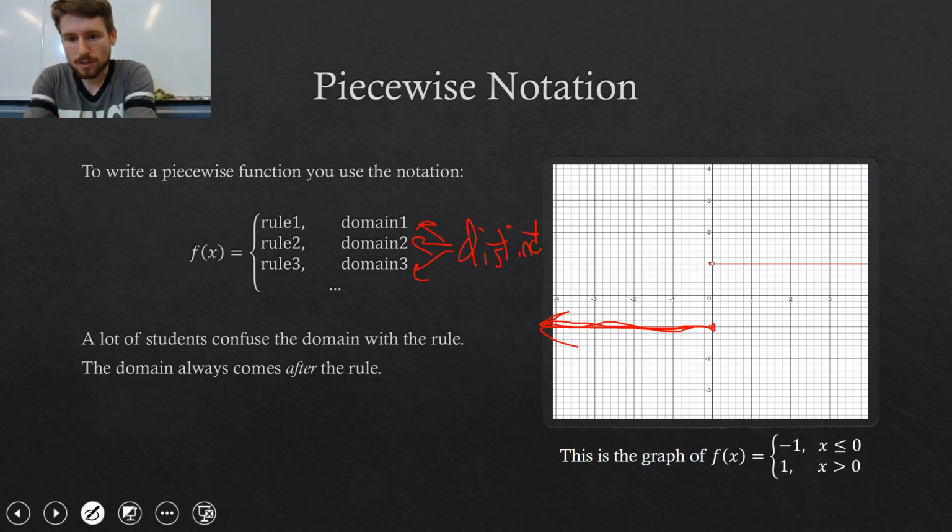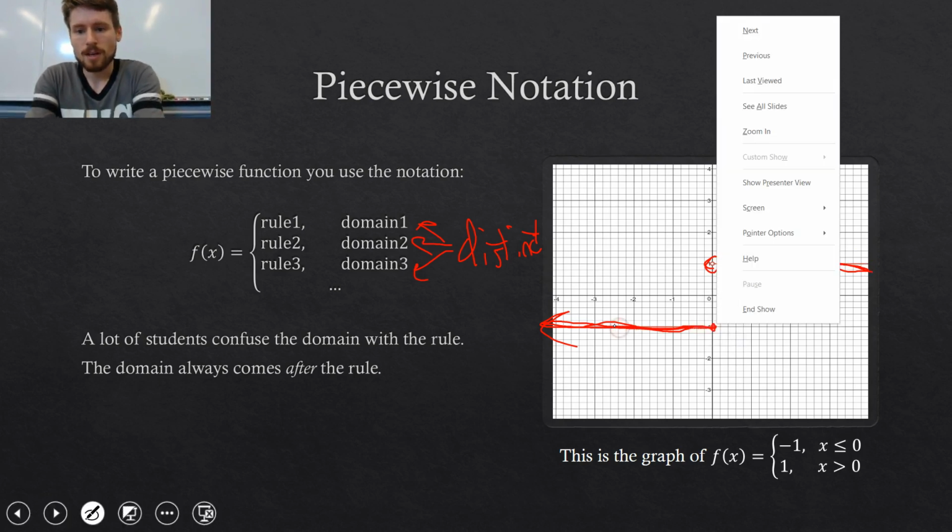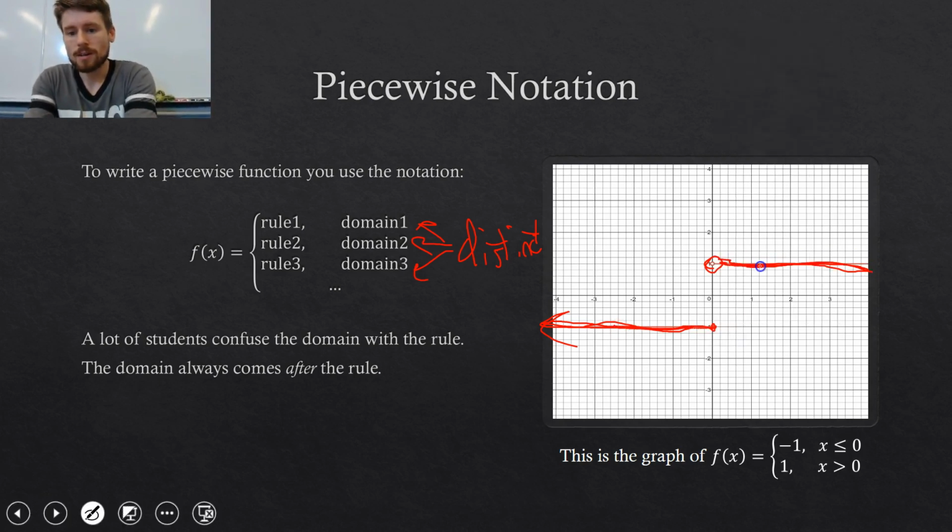And then there's an open circle up here. We're going to talk more about these open circles and closed circles. And then we're, did I say 1? I meant -1. We're -1 for any negative input. And then up here, we are 1 for any positive input, okay?